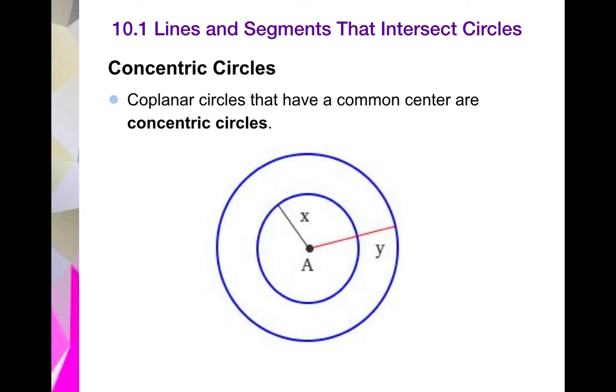Concentric circles are circles that have the same center point. So here I have this circle and I have this circle, and both of them share the same center point, although each one has a different radius.